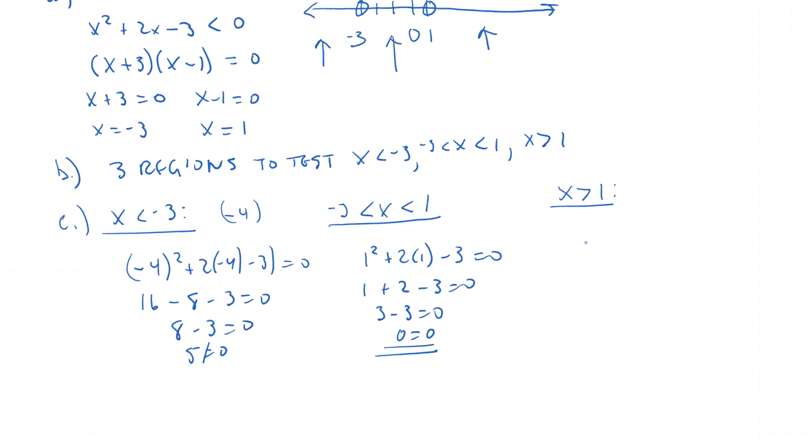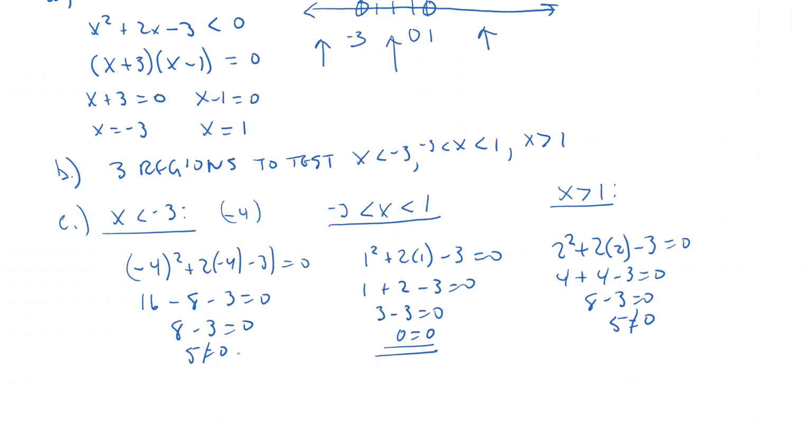Alright, and then the third region that we want to check is x is greater than 1. You pick a value. I picked 1 before, so I'm going to pick 2. So 2 squared plus 2 times 2 minus 3: 4 plus 4 is 8, minus 3. So we get 5, which is not less than 0, and this does not check.